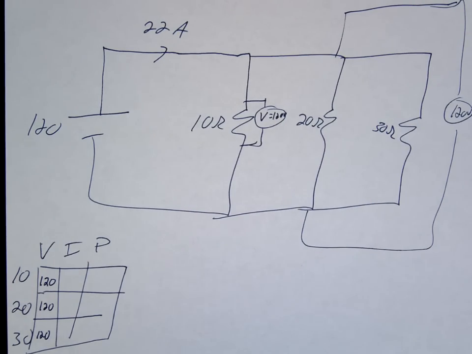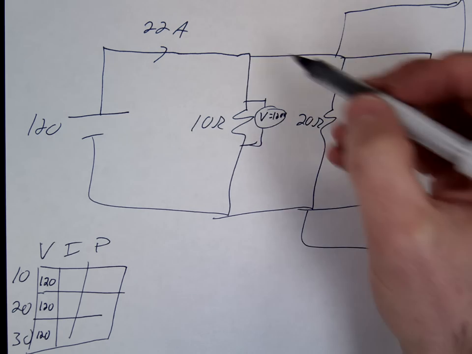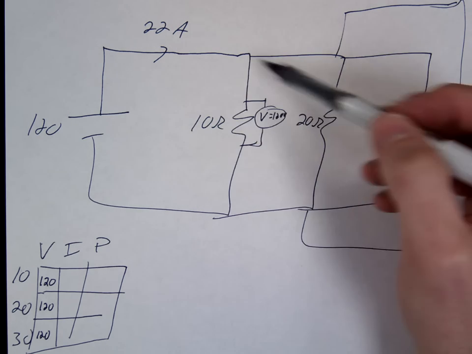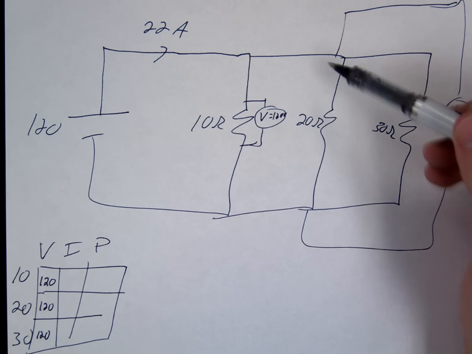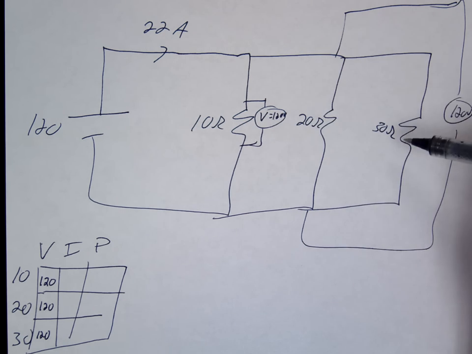Alright, so what are we missing? Currents and then powers. Once we get the current, power should be easy to find, right? So here's what we got to do. First of all, we can't have 22 going through each. What's wrong with 22 going through each?